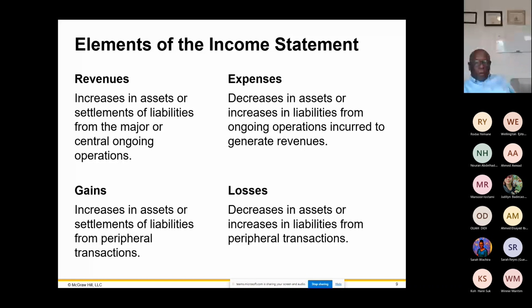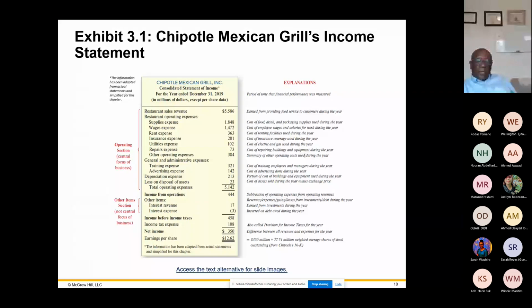Okay, so that is a typical consolidated statement of income for the year ended. You can see the difference between the balance sheet as at a given date, and the income statement for the year ended. So this is the measurement of income for a given year, whereas the balance sheet, as I said, is a snapshot of what the financial position of the company is.